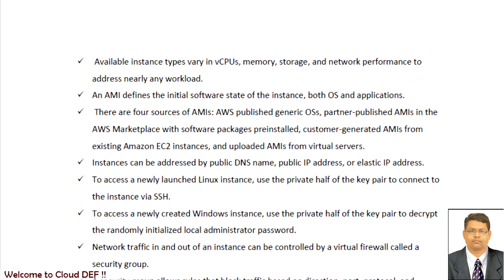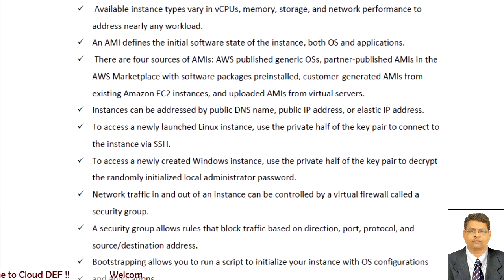There are 4 sources of AMIs: AWS published generic OSs, partner published AMIs in the AWS Marketplace with software packages pre-installed, customer generated AMIs from existing Amazon EC2 instances, and uploaded AMIs from virtual servers. Instances can be addressed by public DNS name, public IP address, or elastic IP address. To access a newly launched Linux instance, use the private half of the key pair to connect to the instance via SSH. To access a newly created Windows instance, use the private half of the key pair to decrypt the randomly initialized local administrator password.